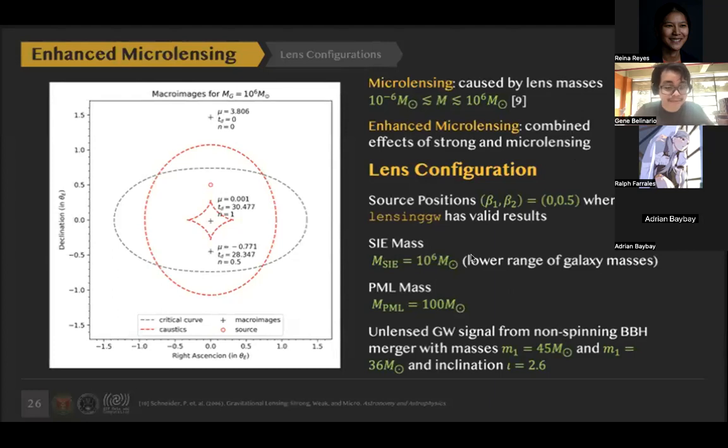In this study, we employ the following lens configuration. We only selected one source position because this is where LensingGW has valid results. Here we choose the SIE mass to be 10^-6, which is just the lower range for galaxy masses. Then we use a point mass lens of 100 solar masses and simulate an unlensed GW signal from a non-spinning binary black hole merger with masses 45 and 36 solar masses and an inclination of 2.6.